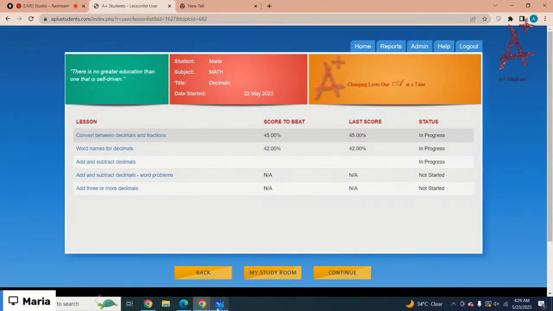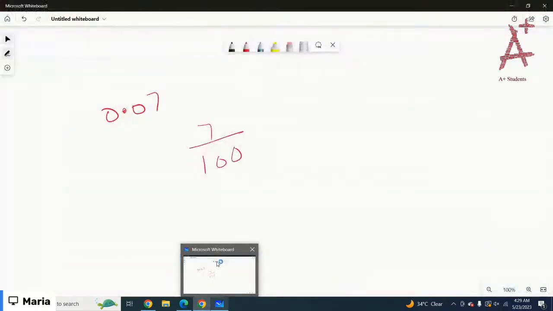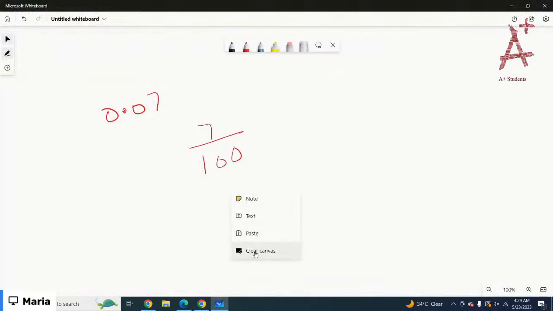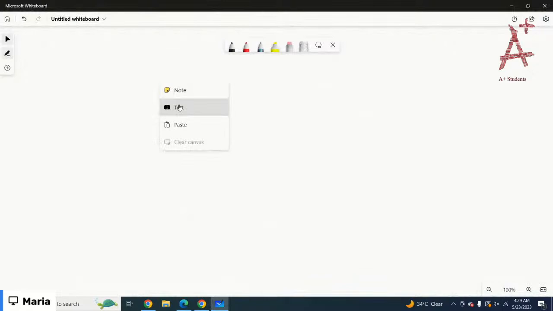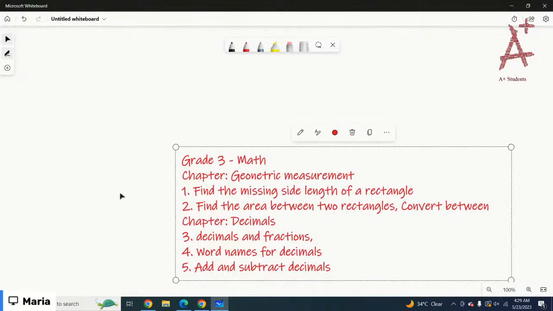Okay, so we were working on grade 3 maths. We started with the chapter geometric measurement. The lessons we have covered are find the missing side length of a rectangle and find the area between two rectangles. Then we started the chapter decimals, and the lessons we have covered are convert between decimals and fractions and word names for decimal numbers. So we have 10 minutes left.